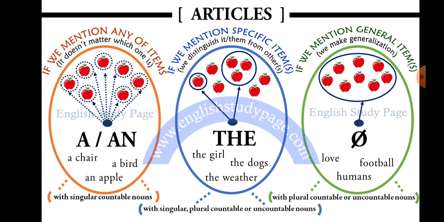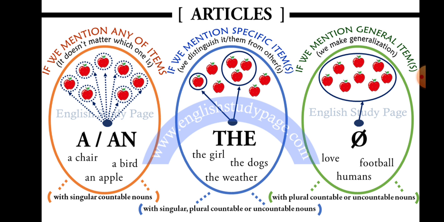Before the names of meals. I ate breakfast. Before expressions such as all day, all night, by air and by sea. In this way, you do not use articles in front of some nouns. Actually, you cannot use it because it does not need it. Okay, so in this way now you have learned what are indefinite articles, what are definite articles, and what are omission articles, meaning no articles.